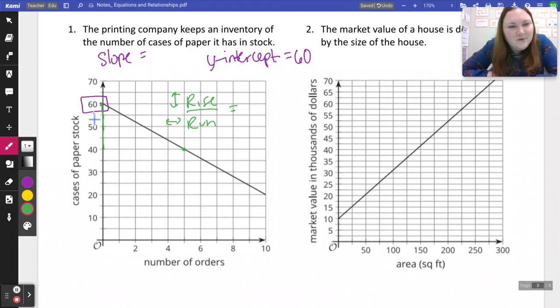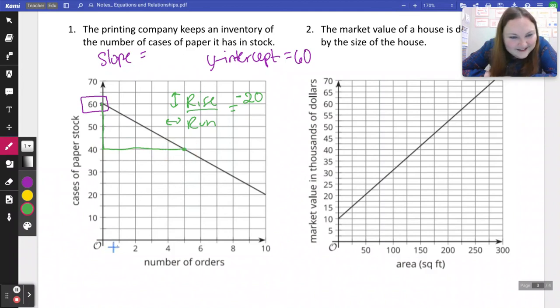But look at our y-axis. We're not counting by ones anymore. I'm counting by larger numbers. If I go from a 60 down to a 40, how much did I decrease? Well, 60 minus 20 is 40. So that rise, I need a 20 just because of the way our y-axis is numbered. But because I'm going down, I also need a negative sign there. I went down 20. And then our run, I went over 1, 2, 3, 4, 5.